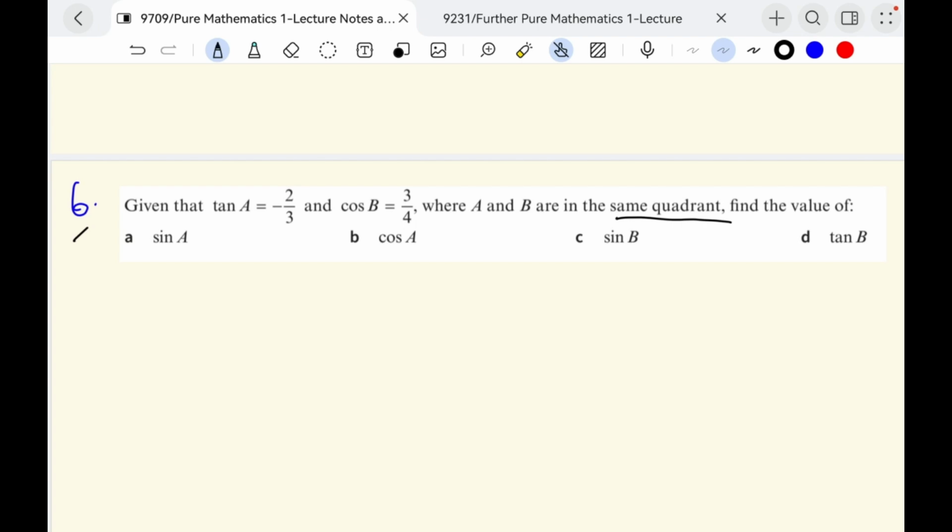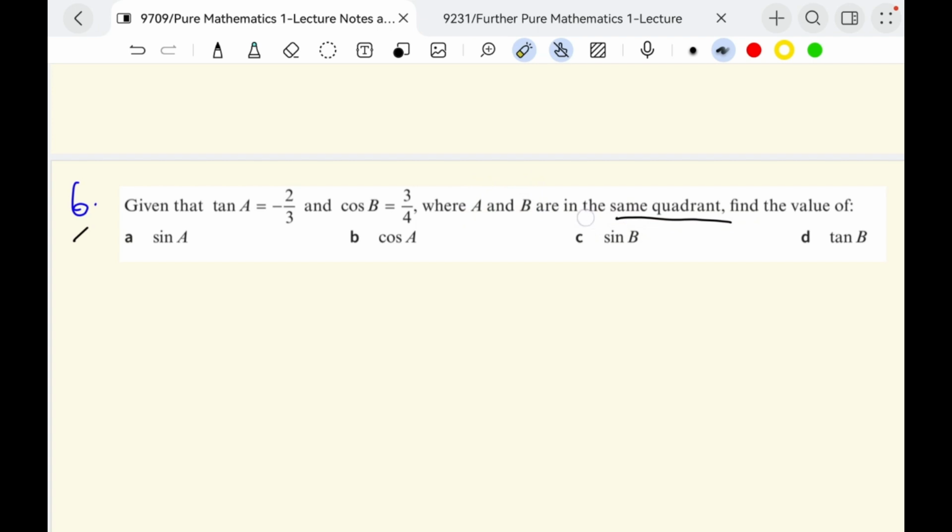Alright, let's move on to the next question, which is question 6. Okay, given that tangent A equals negative 2 over 3 and cos B equals 3 over 4 positive, where both angles A and B are in the same quadrant, find the values of the following parts.